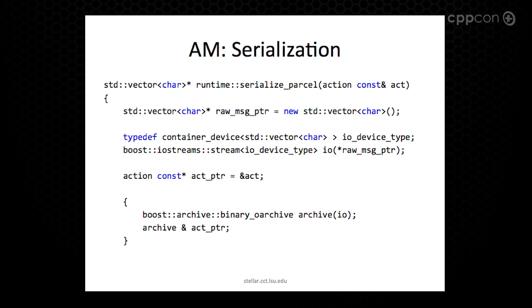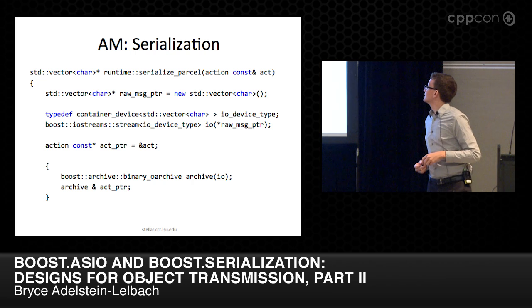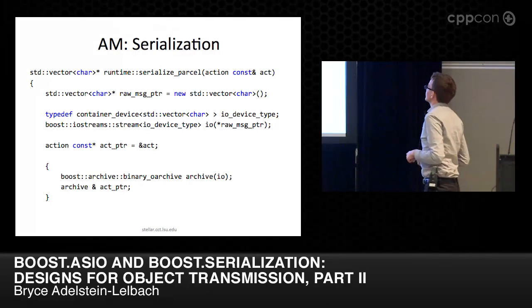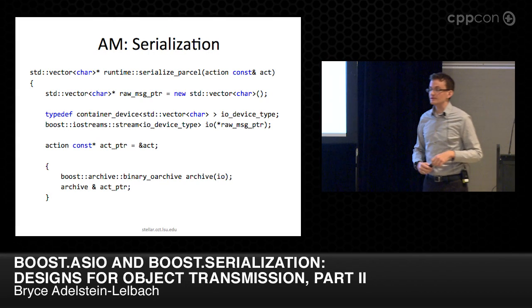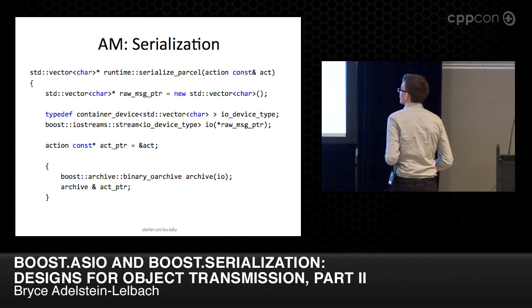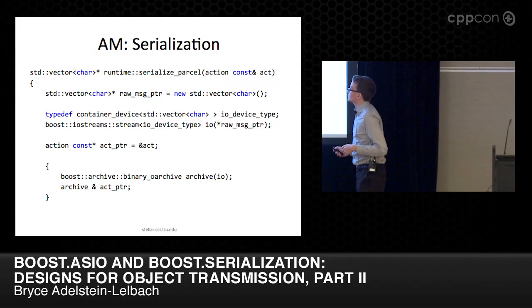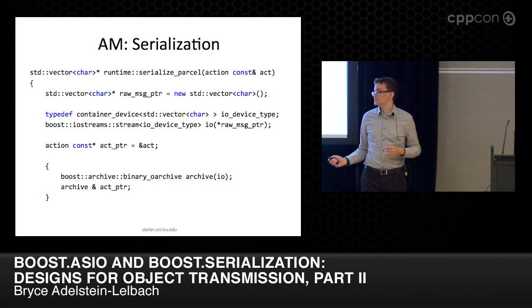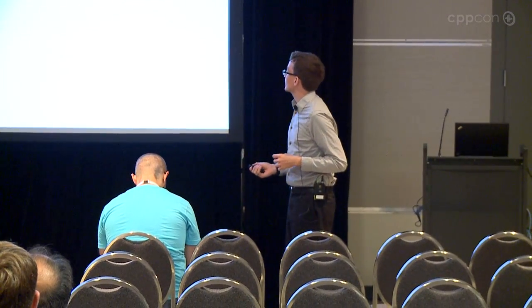And so here's the serialized partial function. We looked at the deserialized one before the break. Again, we're using this Boost.Iostreams container device. This is a little trick to give us an IO stream that reads from a std vector of characters. Here we've got our action pointer. We create our Boost serialization archive, and we do the serialization, and we've written it. And then we go ahead and return the raw message pointer from here.